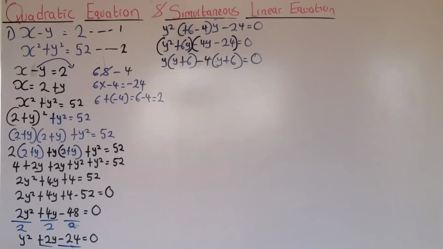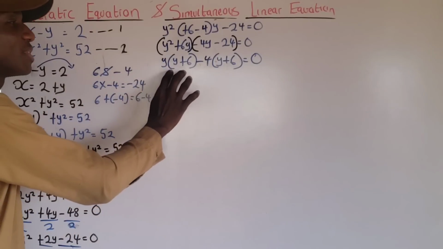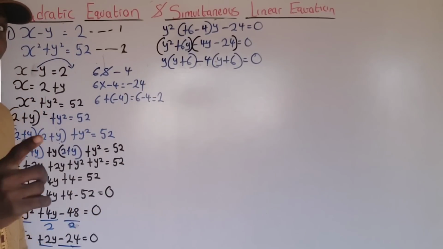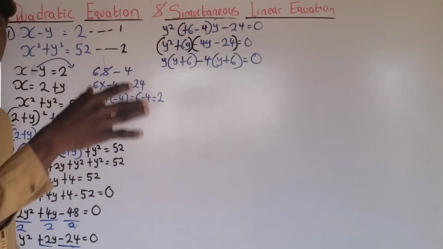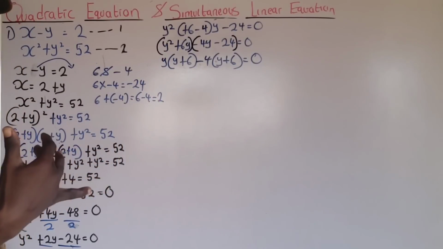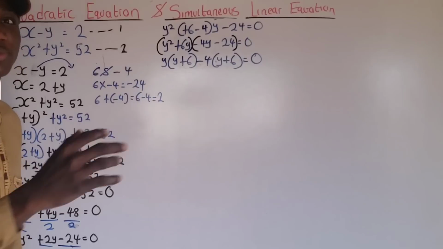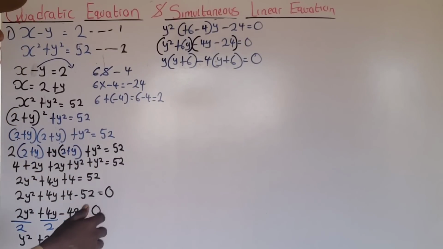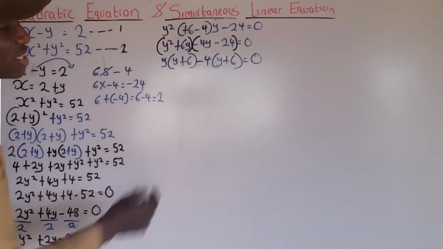Now let me give you a tip. If you got to this point and you discover that what you have in this bracket is not the same as what you have in this bracket, that means that you have made a mistake. Okay, you have to cross check. When you factorize, if you are solving a quadratic equation using the factorization method, what you have in the first bracket must be the same as what you have in the second bracket. Okay, so as you can see, we have y plus 6 and y plus 6 in both brackets.